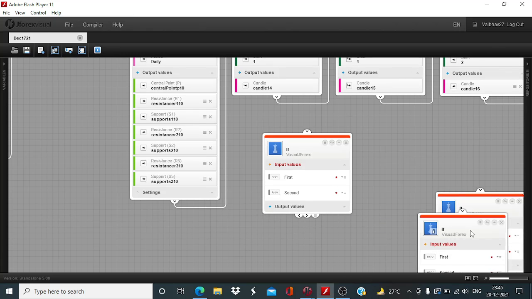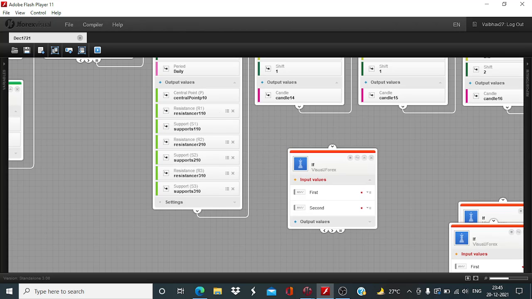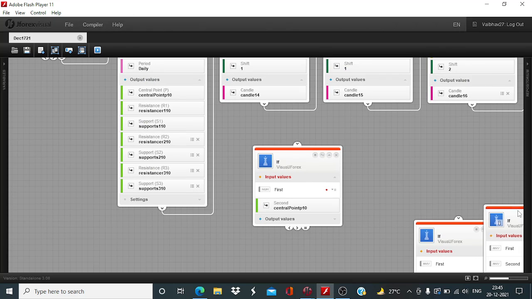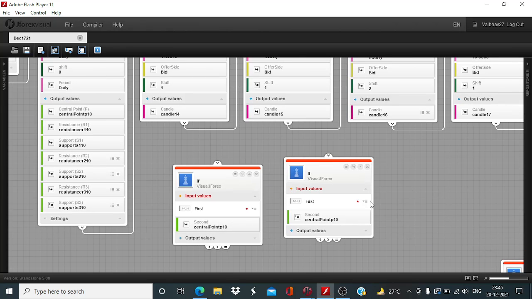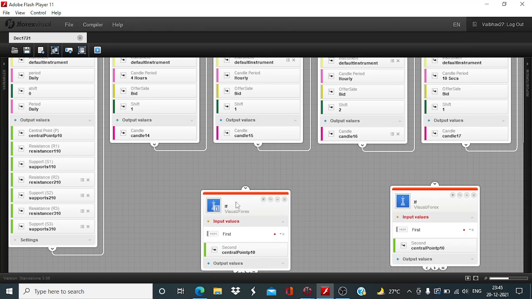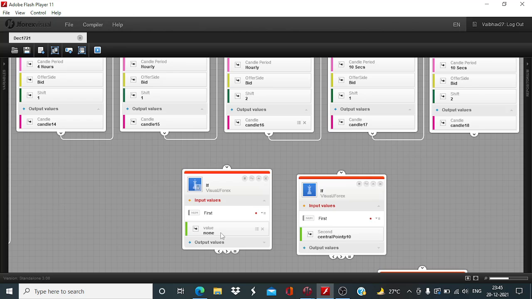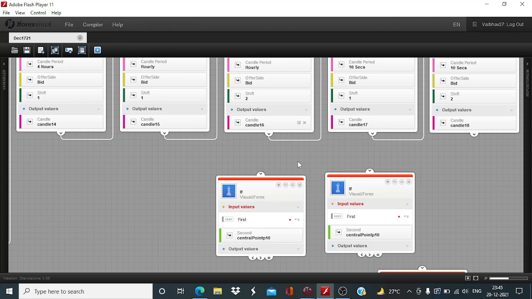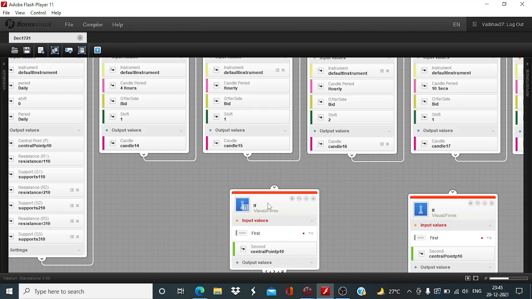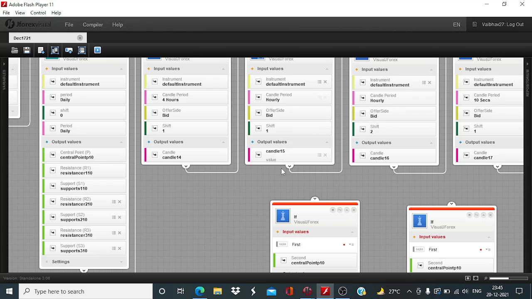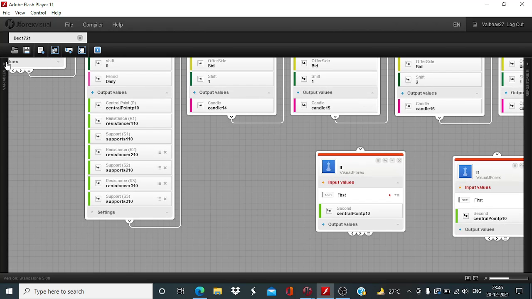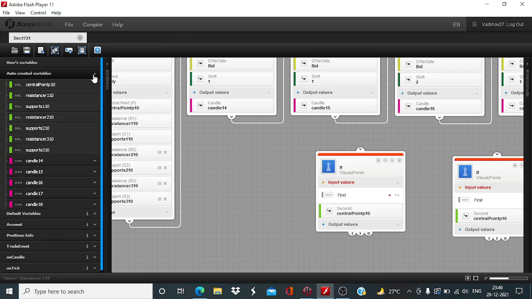First thing first, we need the last hourly candle close to be below the central point, which is central point P10. So I take it as the second input, and the penultimate hourly candle should have closed above the central point P10. So again, here we have taken it as the second input of both these if blocks, and we compare this data with the closing values of the candle 15 and candle 16. Candle 15 is the last hourly candle close, so I am going to take candle 15 candle close, auto created variables.